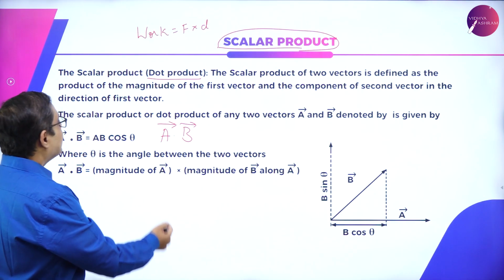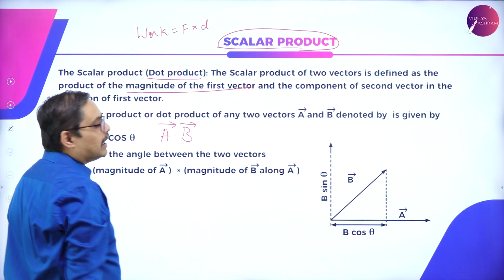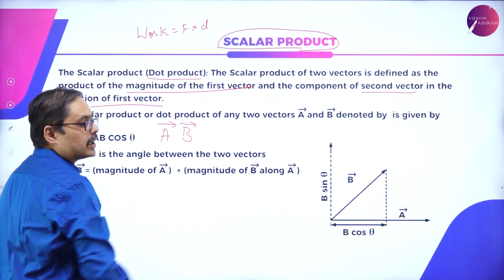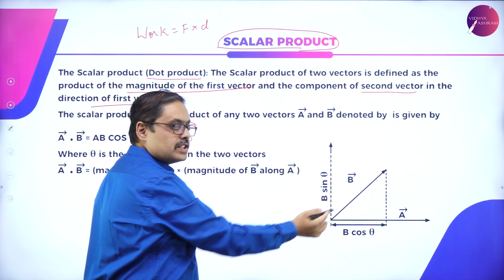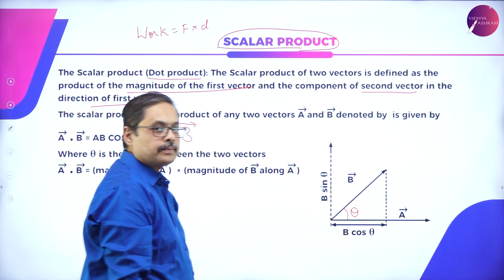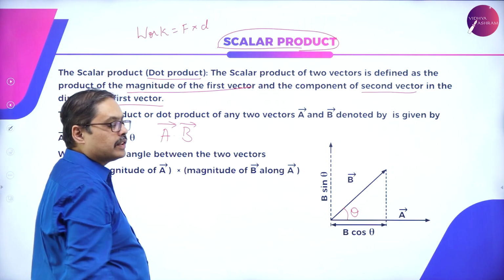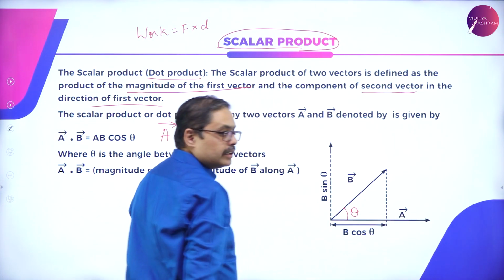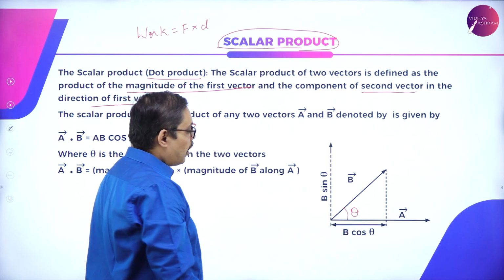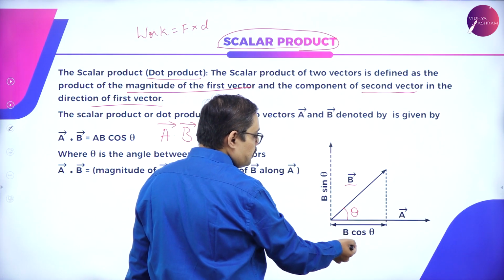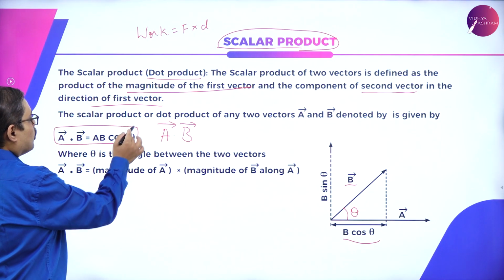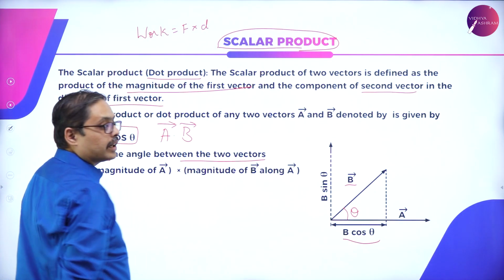It is defined as the product of the magnitude of the first vector and the component of the second vector in the direction of the first vector. What does that mean? Let us have a look at this sketch. There are two vectors, vector A and vector B, acting at an angle theta with each other. So what is the dot product of these two vectors? It is the magnitude of vector A and the component of vector B in the direction of vector A. The component of vector B in the direction of vector A is B cos theta. So A dot B will be AB cos theta, where theta is the angle between the two vectors.